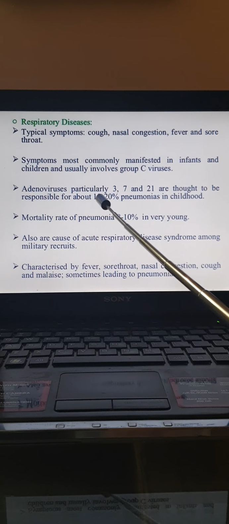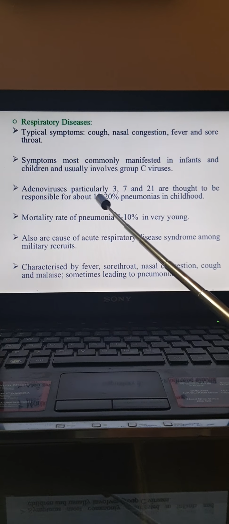Now the GIT tract. Here it has been isolated in abundance from the feces, and mainly serotypes 40 and 41. They have been associated with infantile gastroenteritis, which accounts for 5 to 15% of the cases of viral gastroenteritis, especially in young children. It is found abundantly in diarrheal stools and can be detected from the stool sample directly by ELISA. But the enteric adenoviruses are very difficult to culture. They cannot be cultivated.